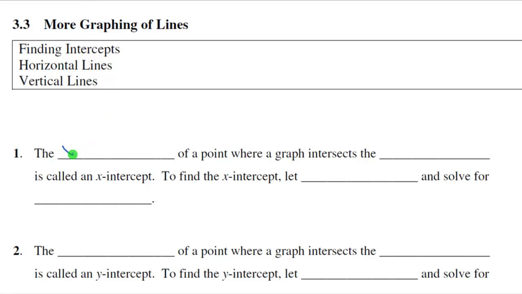Here's some good things for your notes. The x-coordinate of a point where a graph intersects the x-axis is called an x-intercept. To find the x-intercept, you're going to let y equal 0 and then solve for x. So you're going to use the equation of your line, set y to 0, and solve for x to find the x-intercept of the line.